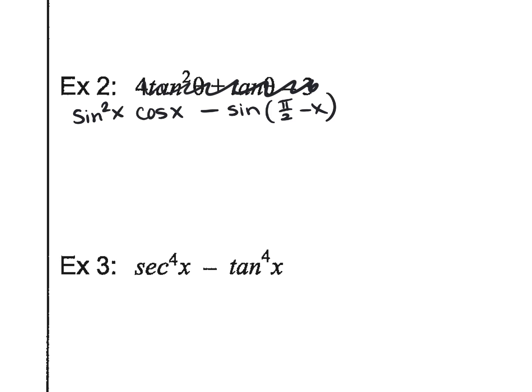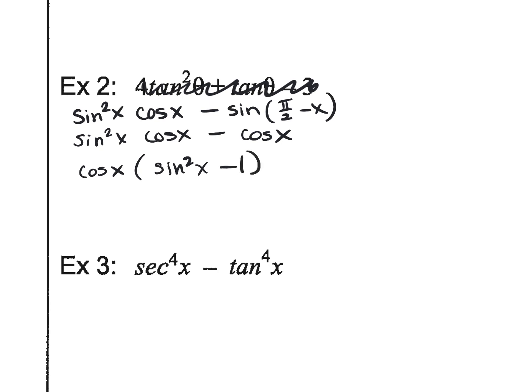Well, before we can factor though, do you see that sine of pi over 2 minus x? So if we replace that, now do you see where we're going to be factoring? What am I going to factor out? And what's left inside? Minus 1. Don't forget that minus 1.